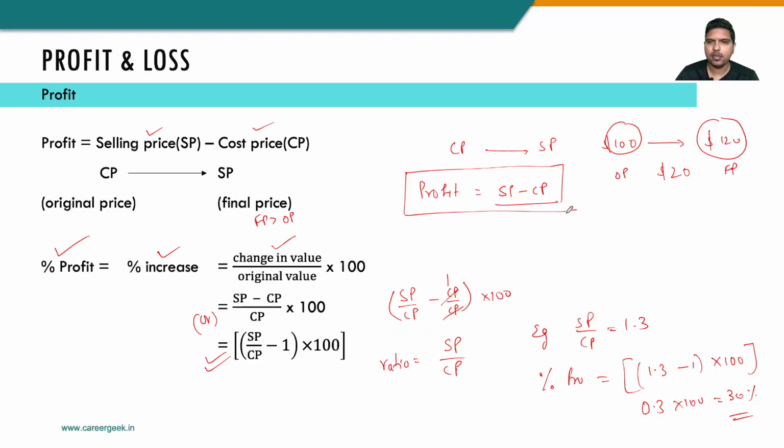So we can either find it in this way or in this way. Okay, this is important. Sometimes in higher level questions they might give the ratio of SP and CP.